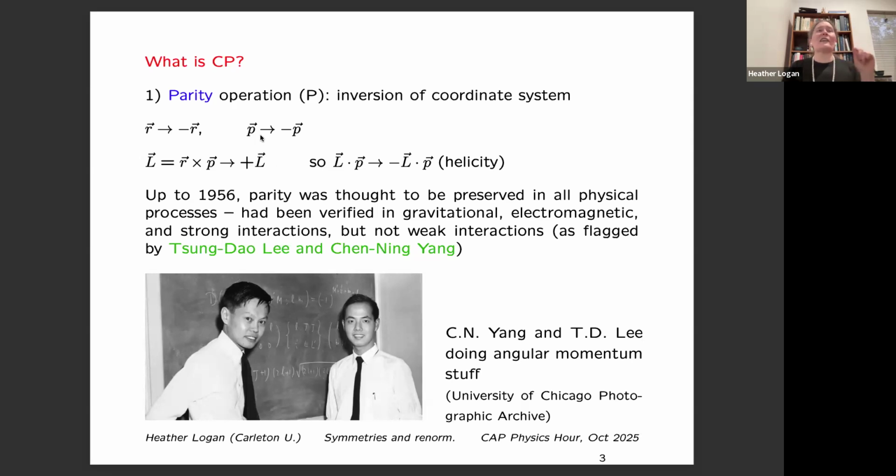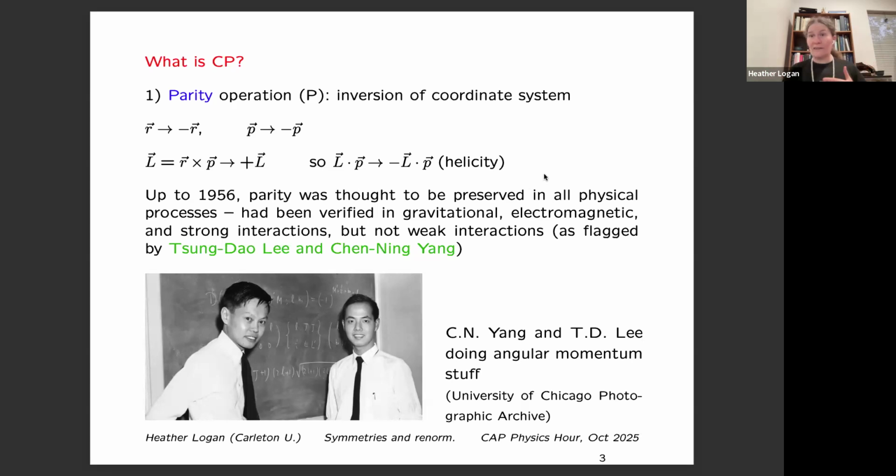And so if you take L and dot it into something like p, the momentum, you get a scalar which changes sign under parity. And this combination is known as helicity, and this will come up a little later as well, right? So up until the mid-1950s, parity was believed to be preserved in all physical processes.